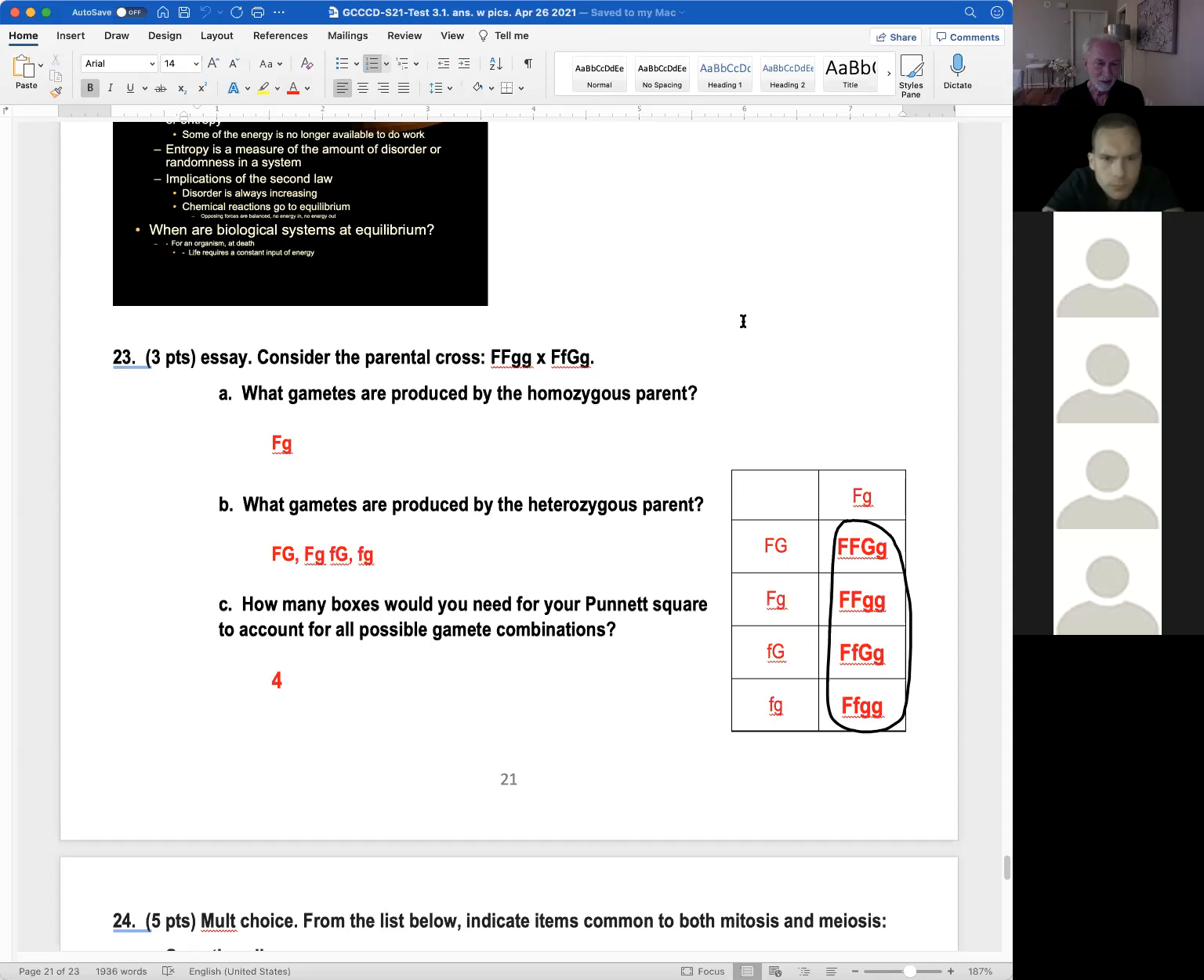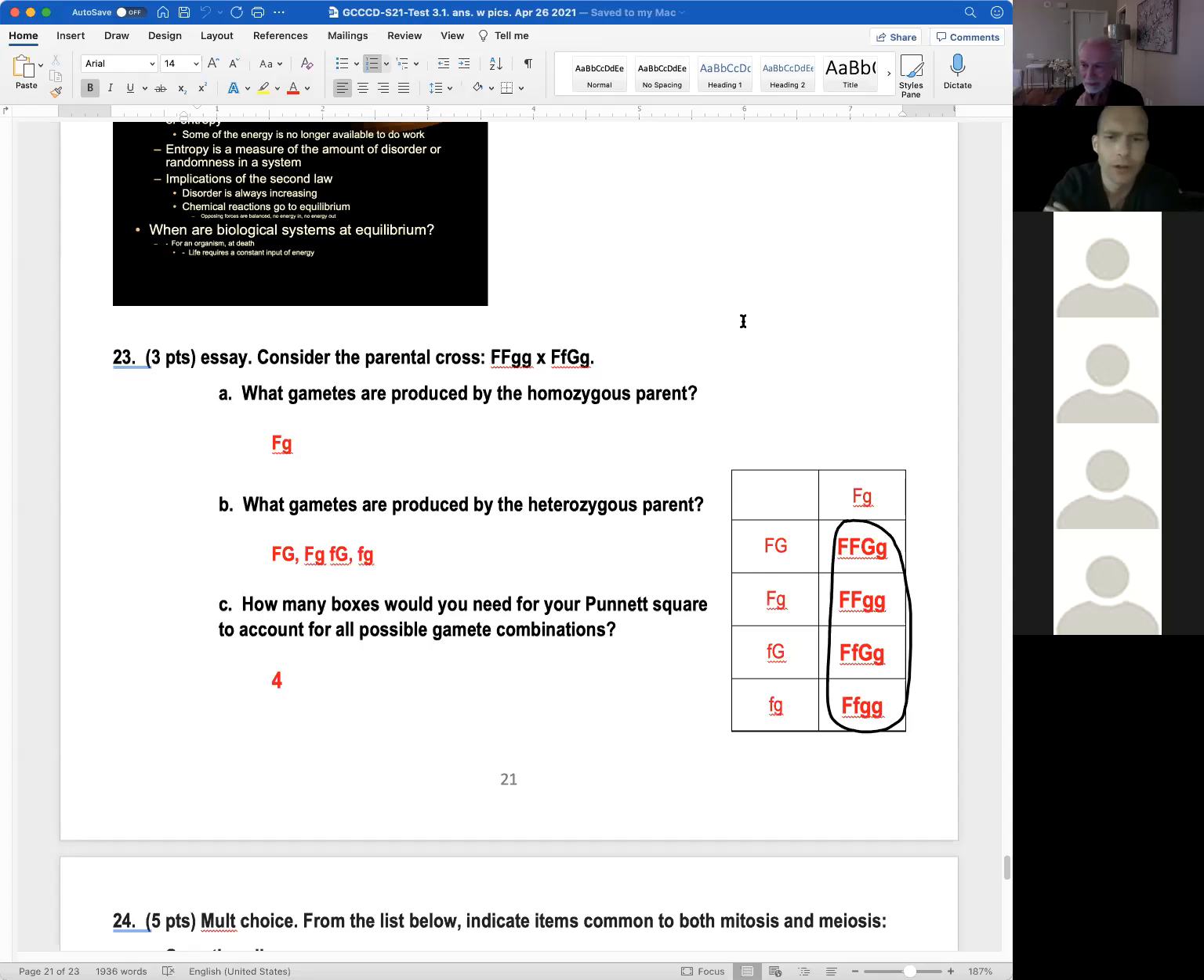On the other parent, you do have 4 boxes, but if you do all the possible combinations, you only need 4 boxes. So 16 boxes is not incorrect, but if you said 16 boxes, it didn't indicate that you really understood what the question was asking.